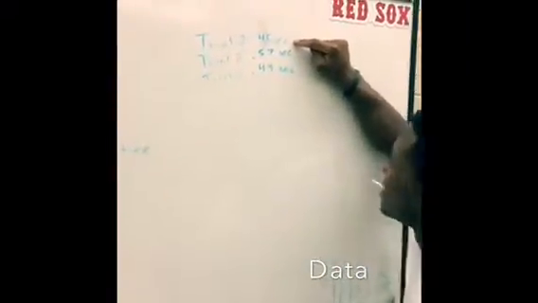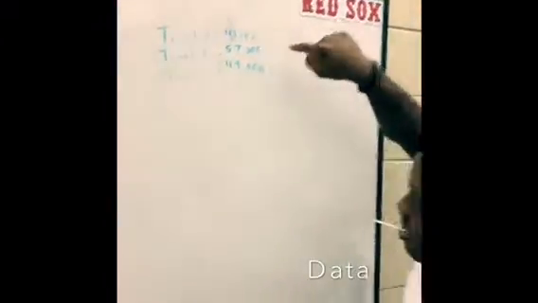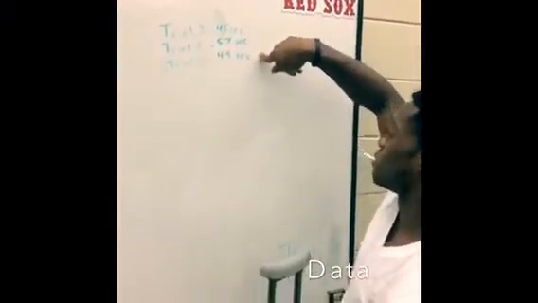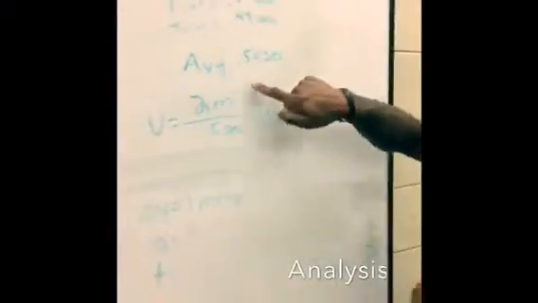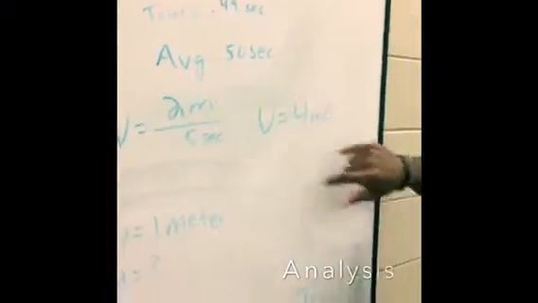For trial 1, we got 0.45 seconds. For trial 2, we recorded 0.57 seconds. And for trial 3, we recorded 0.49 seconds. The average time is calculated to be 0.5 seconds, which would give you a velocity of 4 meters per second.